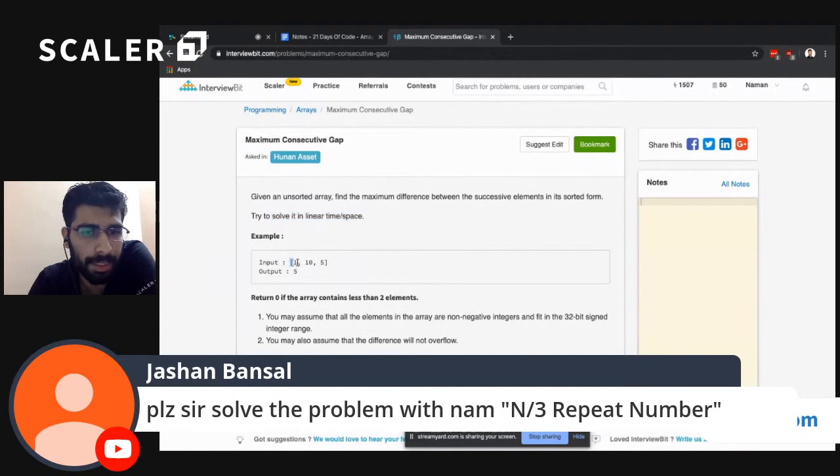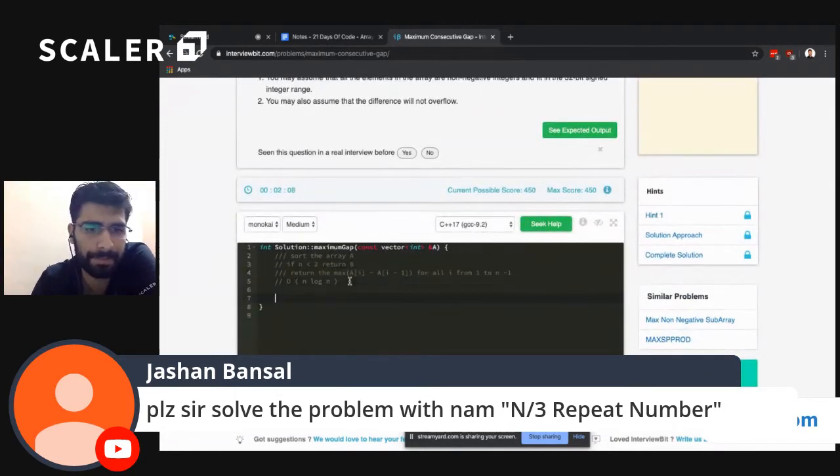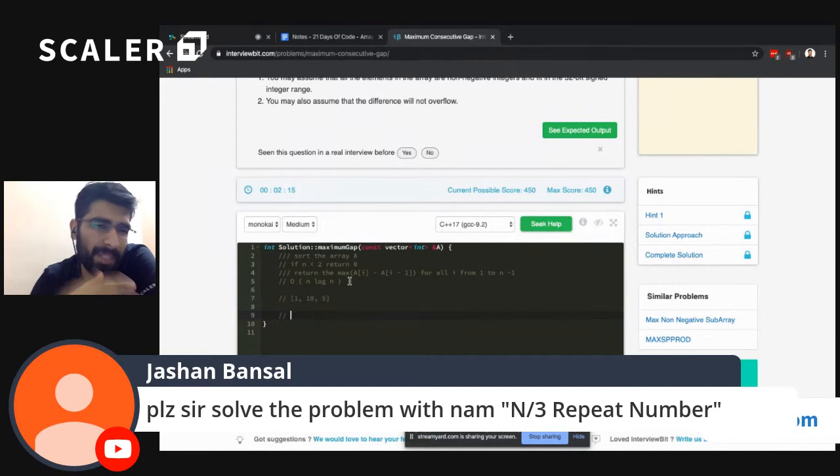Let us take this array, 1 comma 10 comma 5. If I take a number line, this will look something like 1. There will be a lot of empty spaces, then comes 5. Then 6 should have come here, 7 here, 8 here, 9 here, and 10 here.